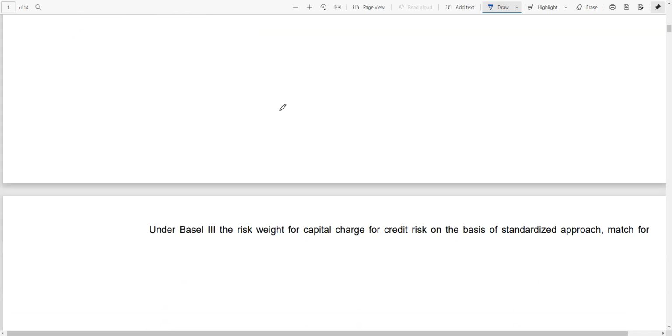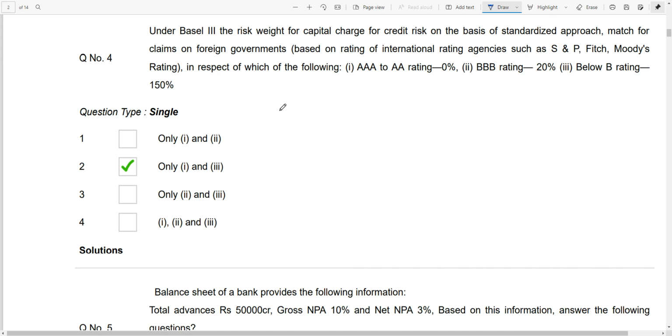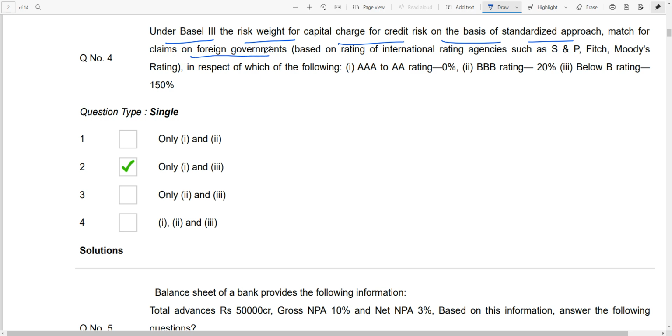Moving to the next question, question number 4. Under Basel III, the risk weight for capital charge for credit risk on the basis of a standardized approach matches for claims on foreign governments based on rating of international rating agencies such as S&P, Fitch, Moody's, in respect of which of the following? Triple A to A rating 0%, triple B rating 20%, below B rating 150%.